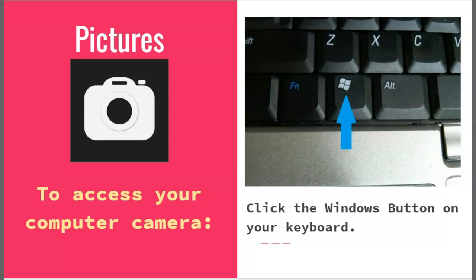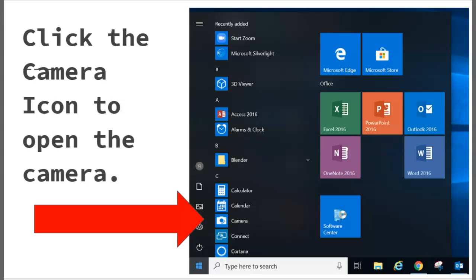The first step in accessing your camera is to click the Windows button on your keyboard. There's a picture on the screen, and the Windows button can usually be found in the lower left-hand corner of your keyboard. When you click the Windows button, it's going to pull up a long list of apps and software that is available on your computer. In the section under C, you will see the camera icon, and so you can click on that to open the camera.